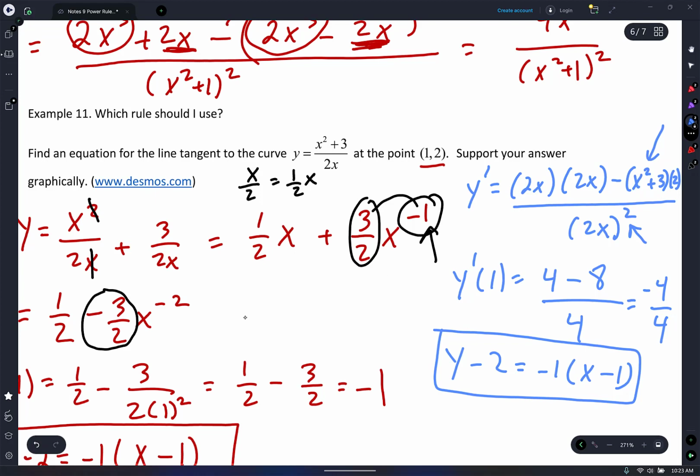The one in red is power rule. The one in sky blue is quotient. Oh, you put product? No, power. All right. I said let's check it out on Desmos, so let's check it out on Desmos.